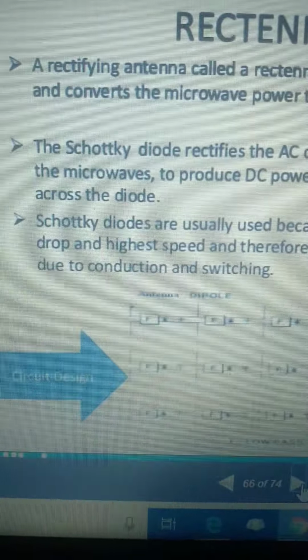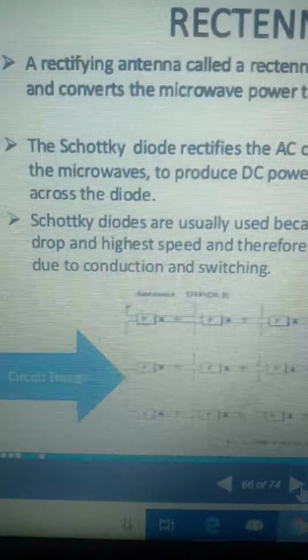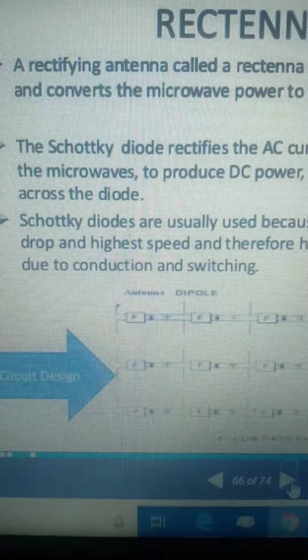The conversion here is done using a Schottky diode. The Schottky diode performs rectification, that is, it converts microwave into DC. Why do we prefer the Schottky diode? Because it has the lowest voltage drop, and its speed is also relatively higher than other diodes. So it has the lowest power loss due to conduction and switching. At the time of conduction and switching, the power loss is less in this. So we choose the Schottky diode for these reasons.